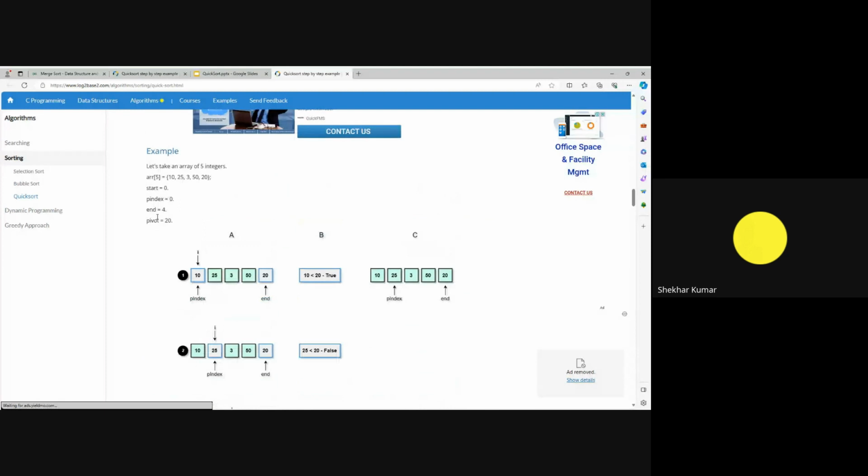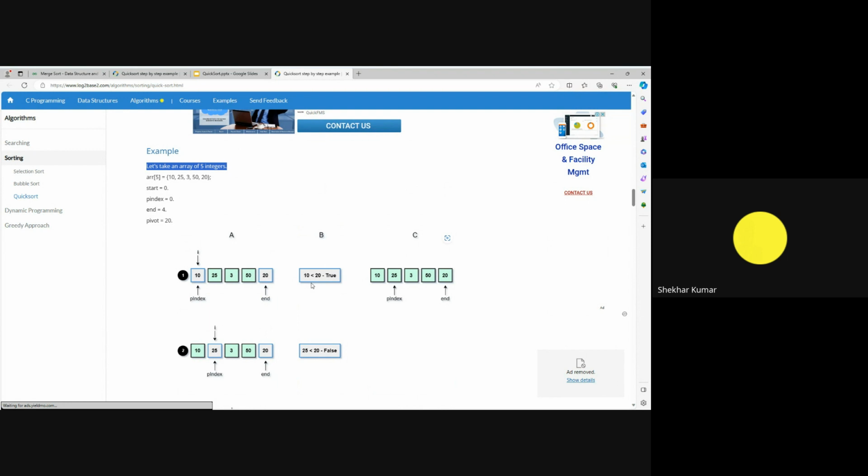This is the example. Let us take an array of 5 integers. These are your 5 integers: 10, 25, 3, 5, and 0. These are the elements in the array. The start index is 0. The pivot element index is also 0 in the first case. The ending value is 4. The pivot element is 20 in the first case. In the first pass, the pivot element is the last element. I have decided that the last element is the pivot element.